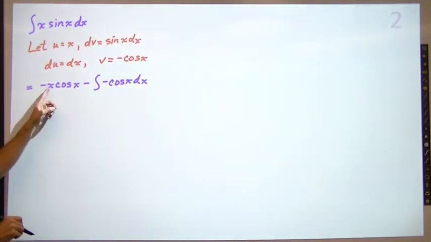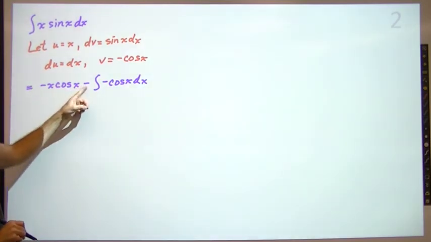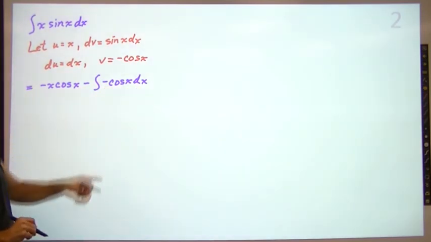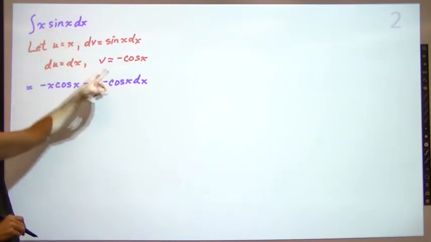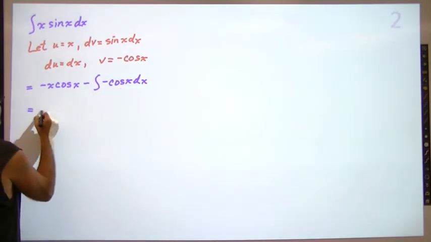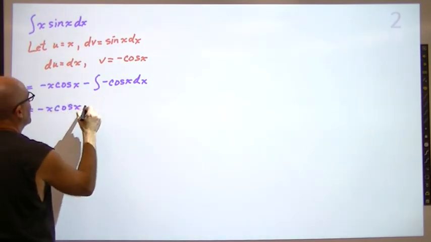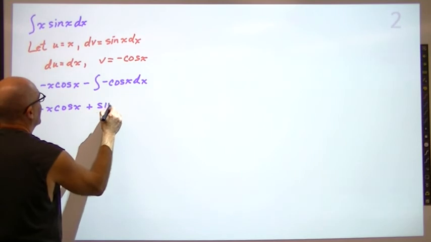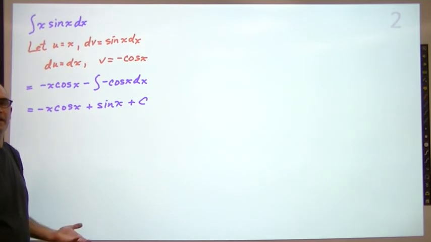See, we've got uv minus the integral of v du. Now notice our integration just went from a difficult integration to an easy integration. So this becomes negative x cosine x minus a negative, so it just becomes plus, and the integral of cosine x dx is sine x plus c. That's it, game over.